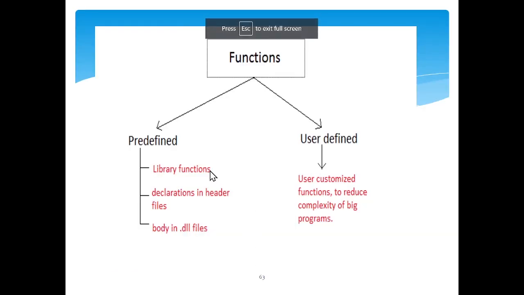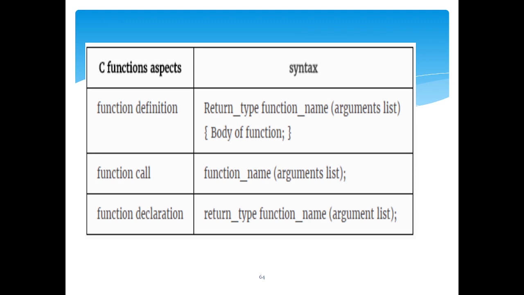As we have discussed, functions are of two types: predefined and user defined. The key aspects of a function: a function contains three parts: function definition, function call, and function declaration. Defining a function, declaring a function, and calling that function. First you need to declare, after that define, after that call. Or you can first declare, after that call, after that define.